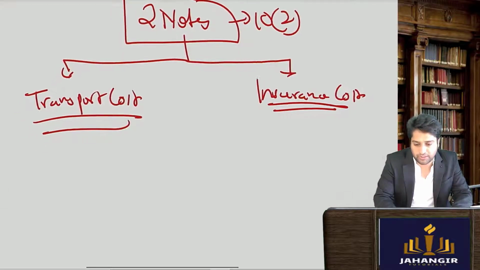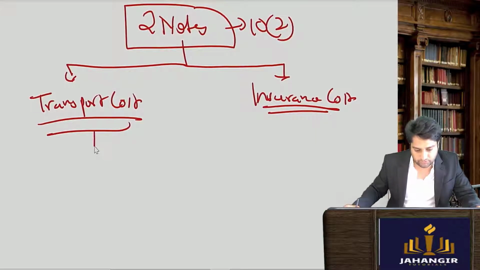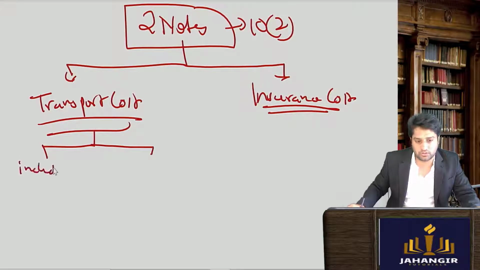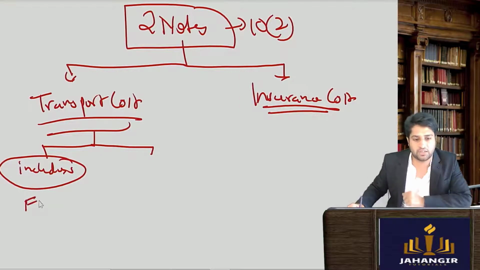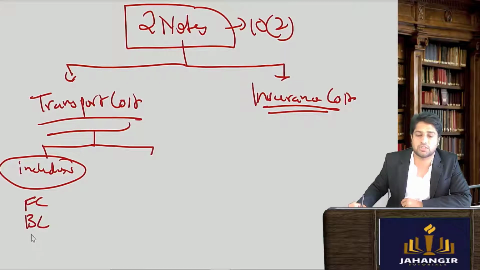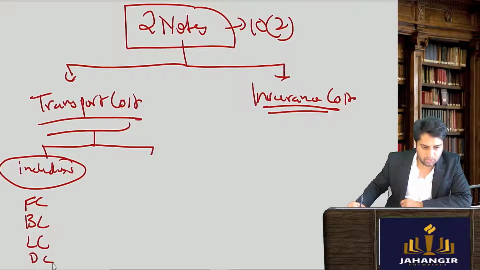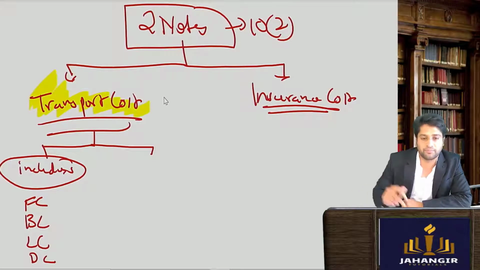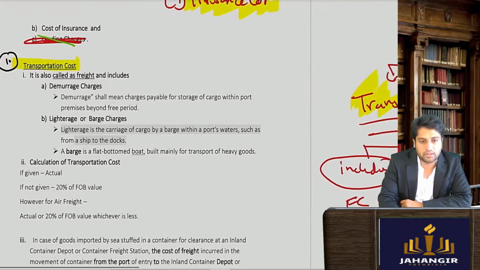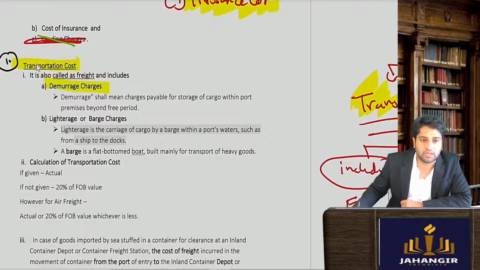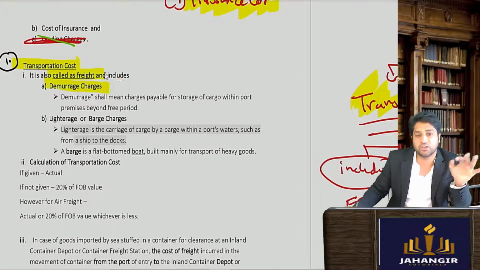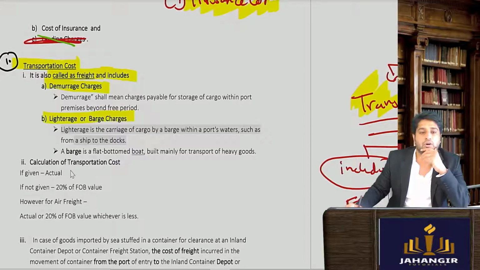So what is the provision for transportation cost? Under transportation cost, first it says that it includes any name, so it might be called by different charges: freight cost, or your barge cost, your lighterage cost, okay, demurrage cost. All these words are there. It is to be included in the transportation cost only. So transportation cost is also called your freight and includes demurrage, lighterage, barge charges also.